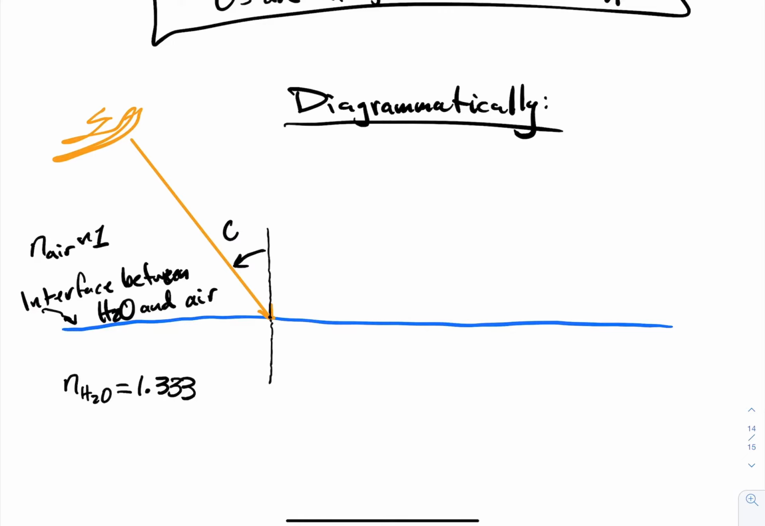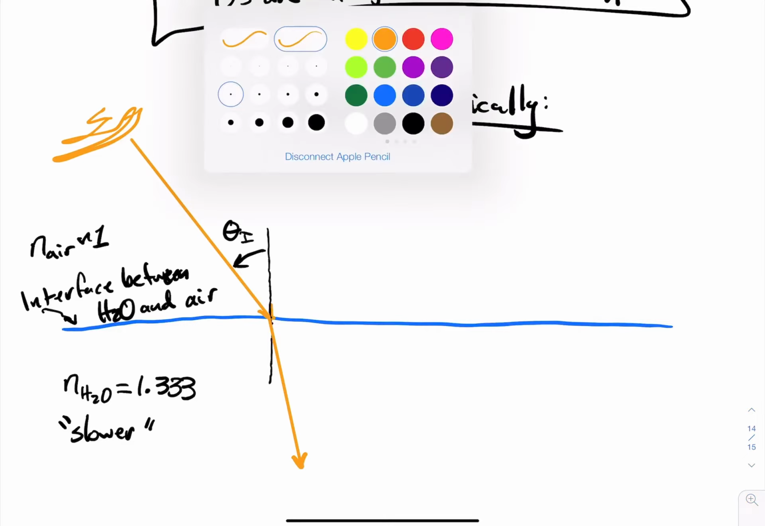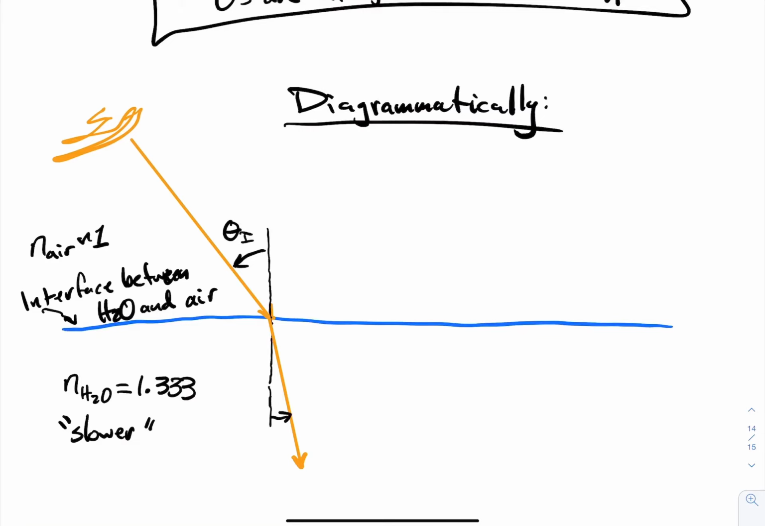So we know that the incident angle is measured from the normal to the surface. And because water has a higher index of refraction than air, we know that water is what we would call a slower medium. Water will have light appear to move in a longer time over the same distance that it would in air. And now our light will bend toward the normal, like so. So our refracted angle is going to be smaller than our incident angle, theta r. And so that is a diagrammatic representation of refraction.